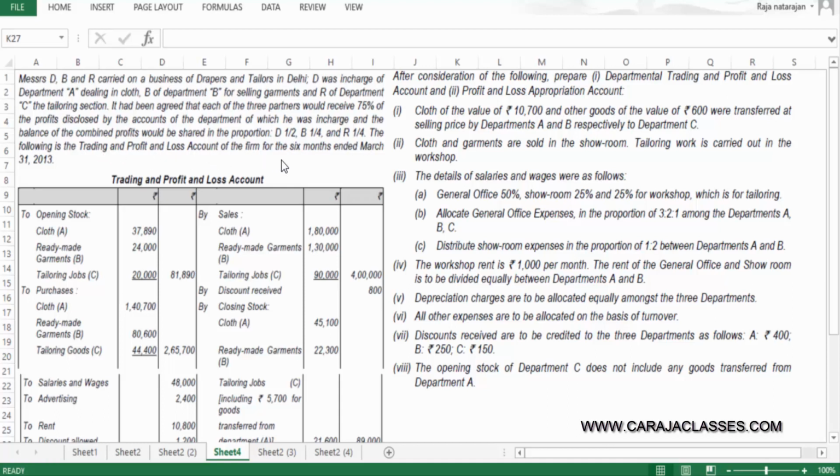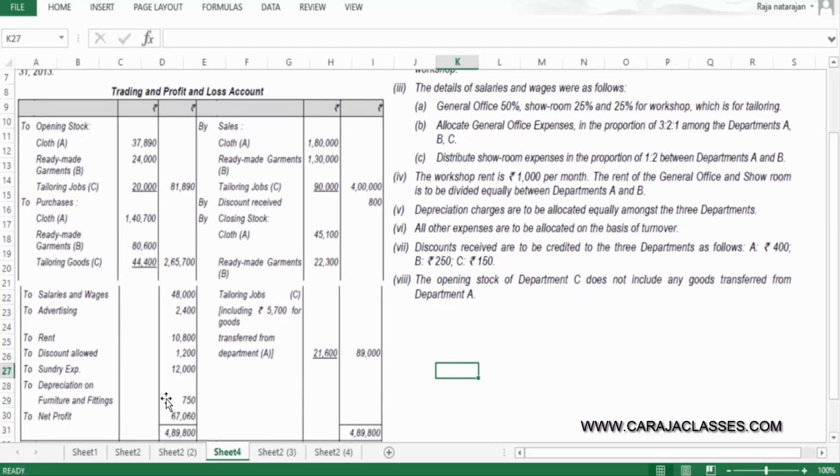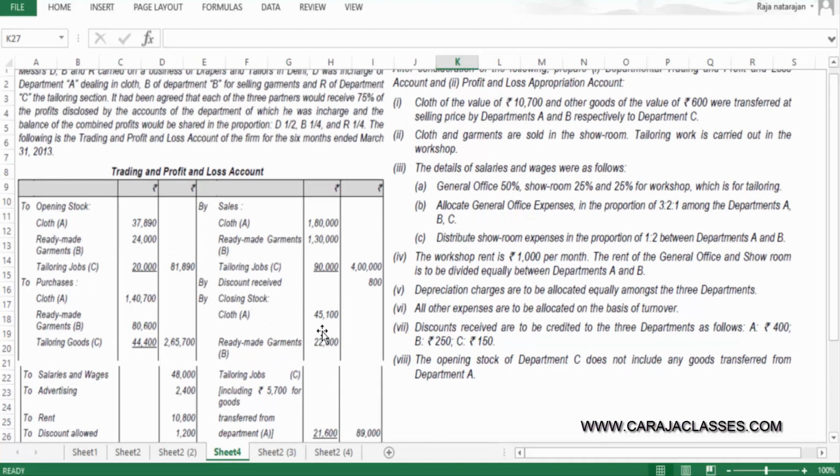The following is the trading and profit and loss account of the firm for the 6 months ended March 31, 2013. You have opening stock, which is cloth, ready-made, tailoring jobs. Then you have purchases for all the three. You have salaries, advertising, rent, discount allowed, sundry expenses, depreciation on furniture, then net profit. Here you have sales of cloth, ready-made and tailoring, discount received, closing stock of ready-made, tailoring, and cloth. In tailoring, this includes 5,700 goods transferred from Department A.